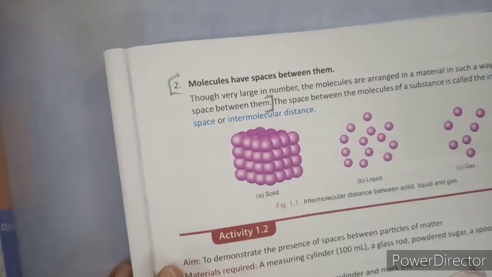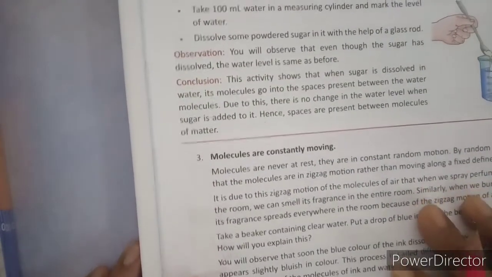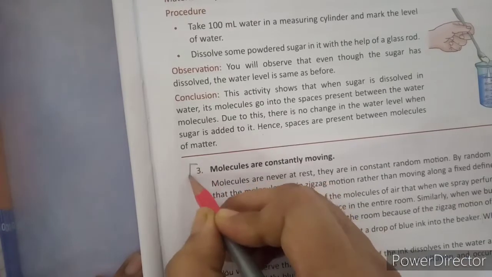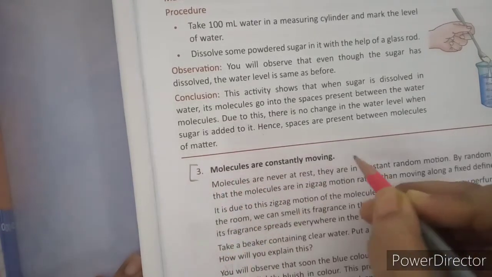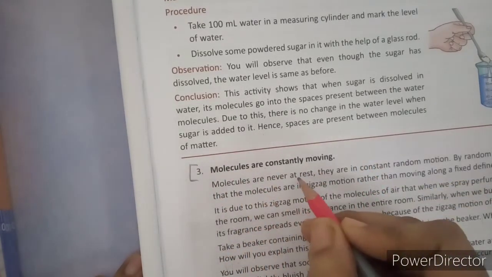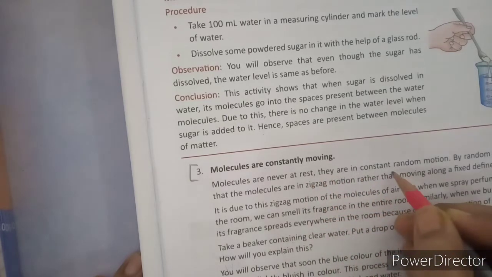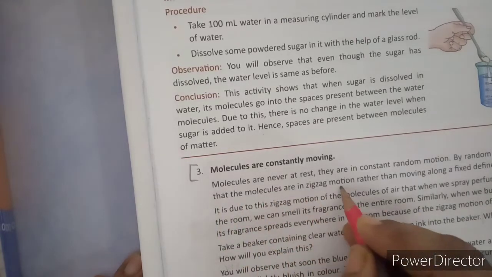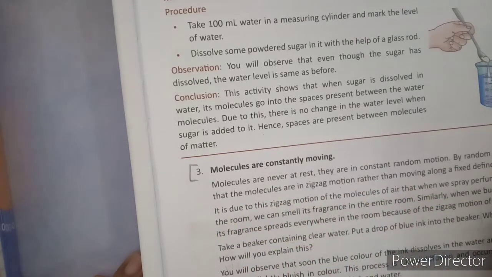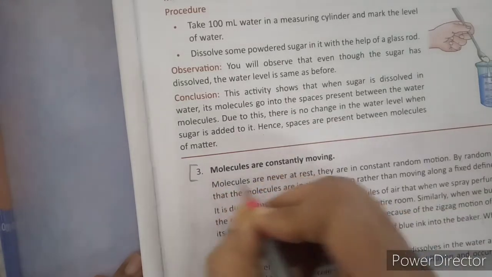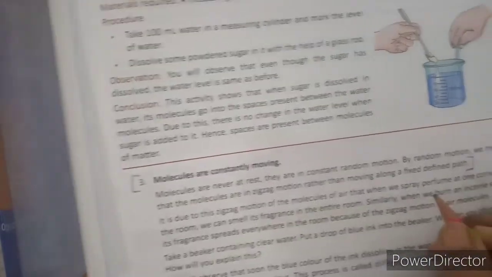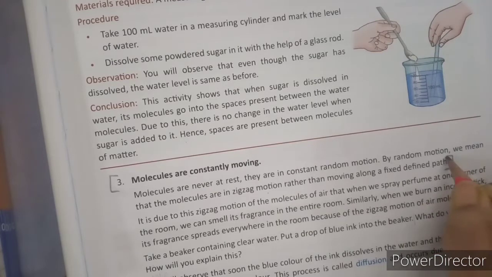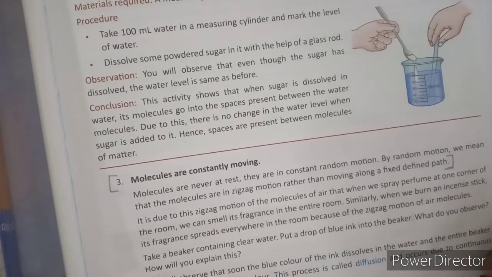Now go to the third point. Third point is molecules are constantly moving. Molecules are never at rest. They are in constant motion. By random motion we mean that the molecules are in zigzag motion rather than moving along a fixed path. Okay, up to this is your third point.